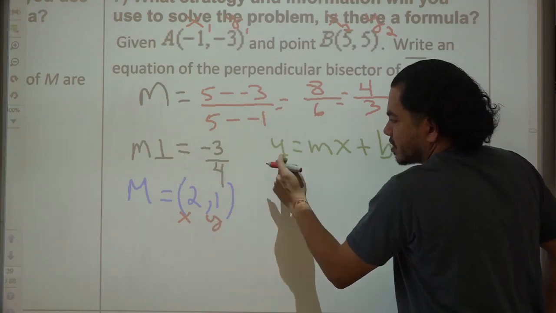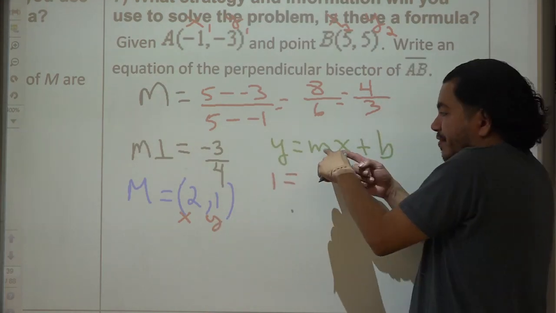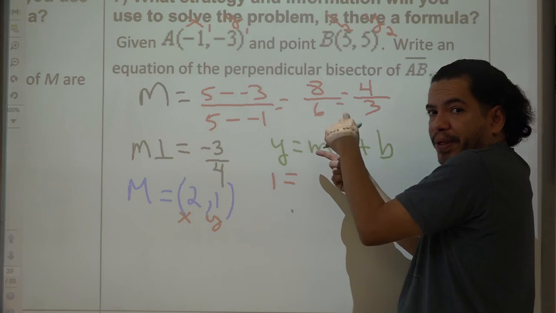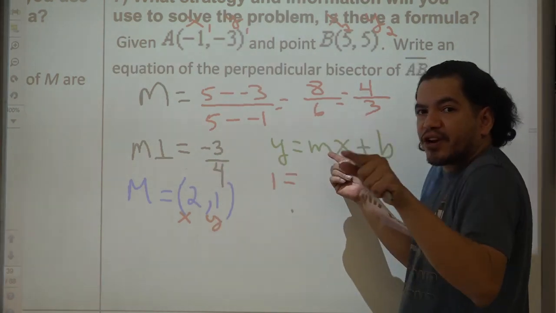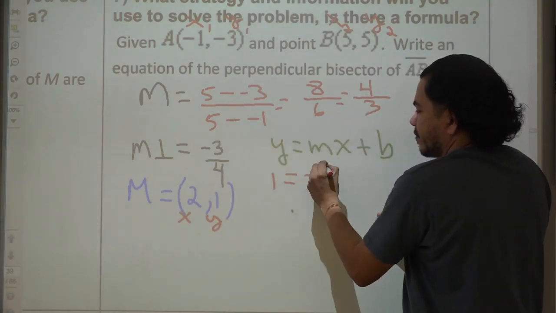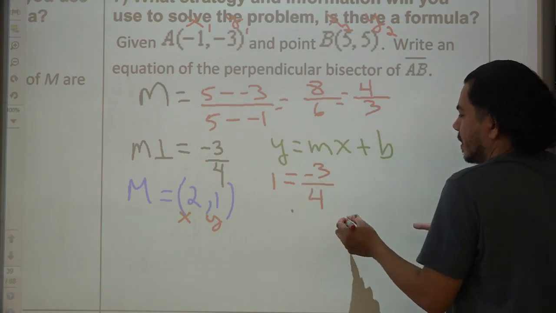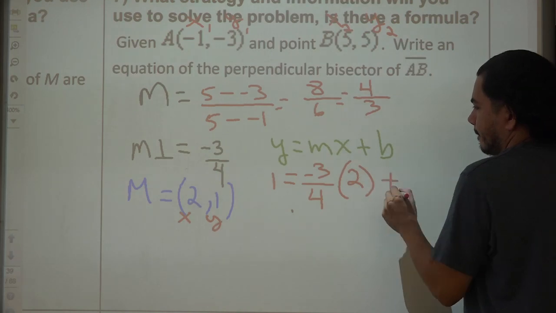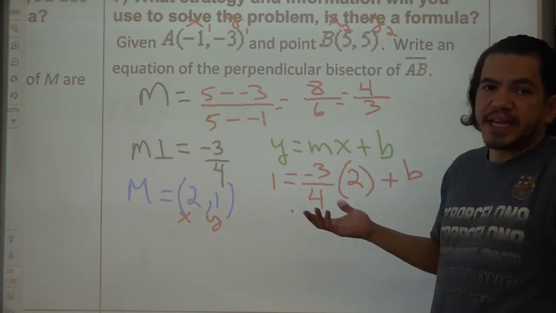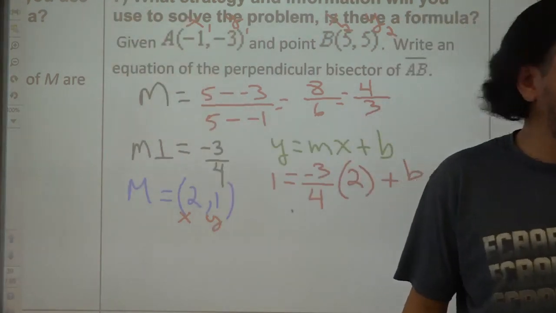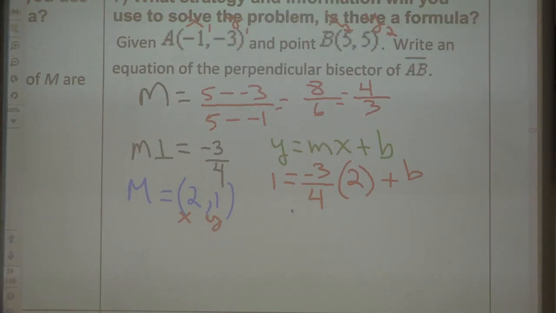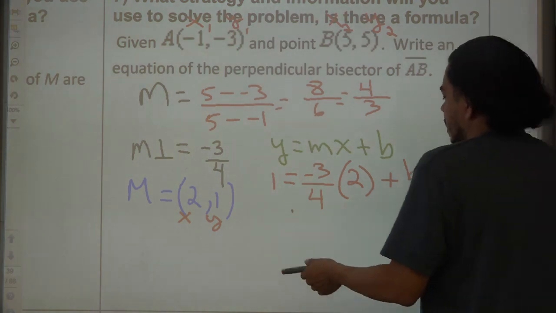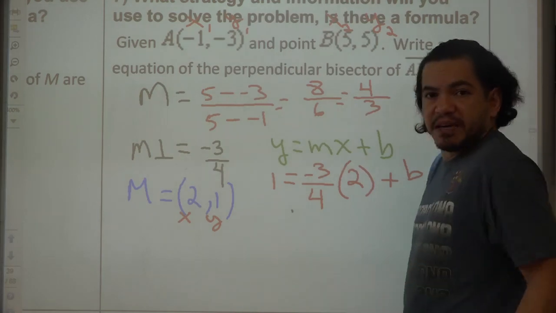So this y is going to be 1. The slope that you're using is the perpendicular slope, because you're doing the perpendicular bisector. So negative 3 over 4. The x part, hello, plus b, 99% or 100% of the time what you need. Okay then, let me drink something right now. All right then, so all I have to do now is solve for b and I'm almost done.